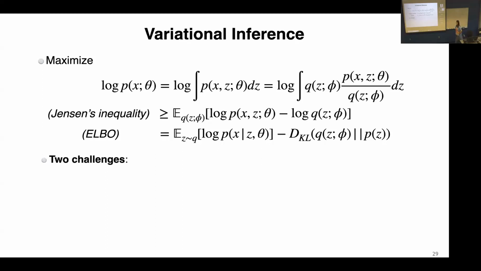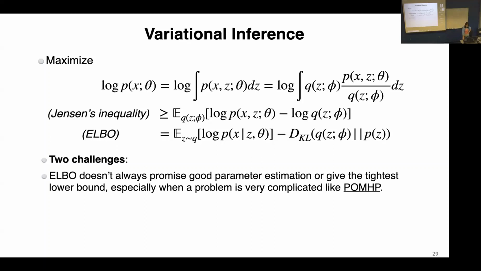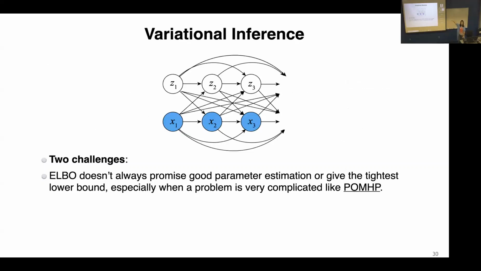However, applying VI for the POMHP, there are two more challenges. The first one is that the ELBO doesn't always give you a good parameter estimation or the tightest lower bound, especially for very complicated modeling like in POMHP and MHP. I will explain this in more detail later, but just to give you a sense of what the graphical model of POMHP might look like.